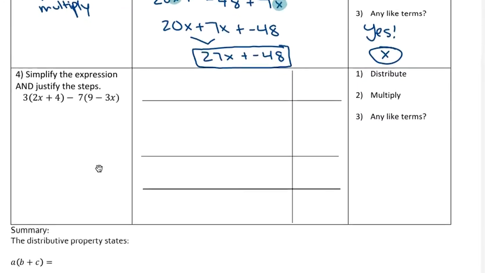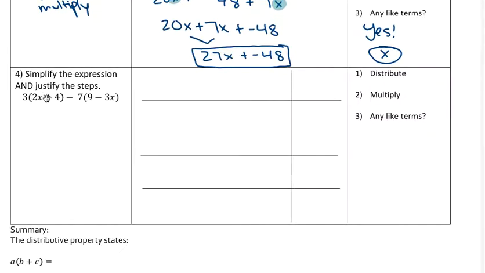Okay, so this one we're going to simplify the expression and justify the steps. Oof. Okay, we always start with our given. So we're going to start with 3 times 2x plus 4 minus 7 times 9 minus 3x. Okay, and that's our given.